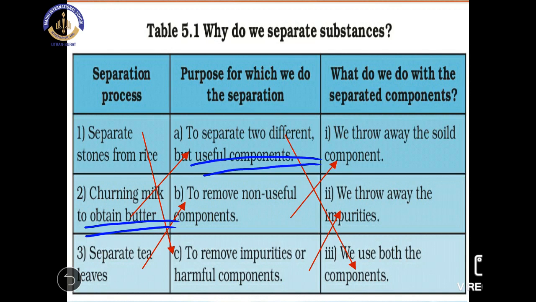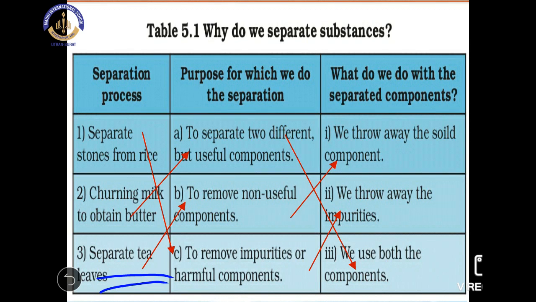And what will we do with those separated components? We use both the components. Because both the components are useful, we will use both. Now the last one, separate the tea leaves. While we are making tea, we use the strainer to separate the tea leaves from the tea. And after that, the liquid which is there, we will take it. And the tea leaves, we will remove it.